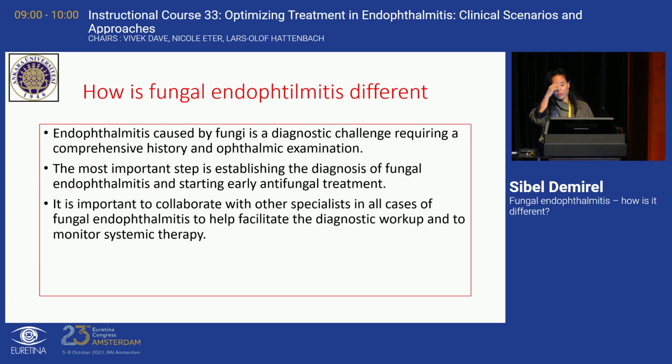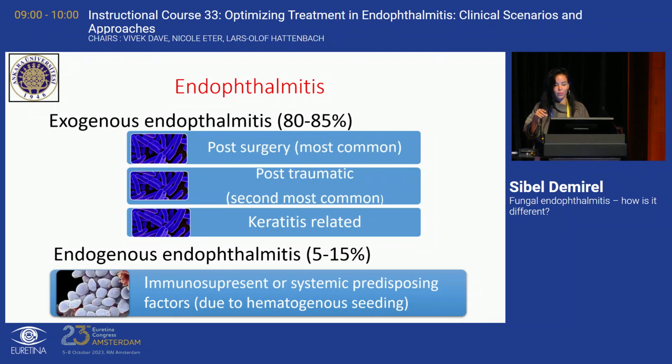Endophthalmitis caused by fungi is a diagnostic challenge requiring a comprehensive history and ophthalmic examination, and the most important step is establishing the diagnosis of fungal endophthalmitis and starting early treatment. It is important to collaborate with other specialists in all cases of fungal endophthalmitis, to help facilitate the diagnostic workup and to monitor systemic therapy, in contrast to other kinds of endophthalmitis, such as bacterial.